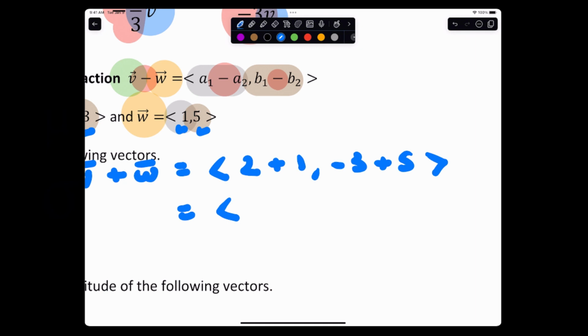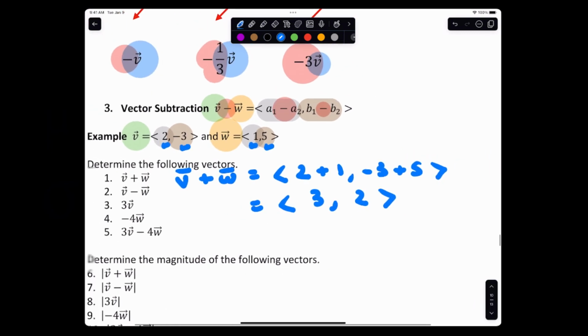So what is 2 plus 1? 3. What's -3 plus 5? 2. So, ladies and gentlemen, you have found what? Your vector addition. And notice this is what? 3. And over here, this would be what? 2. So you're actually just adding the components there. Okay, easy peasy lemon squeezy.